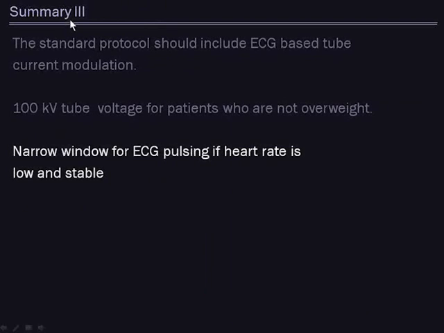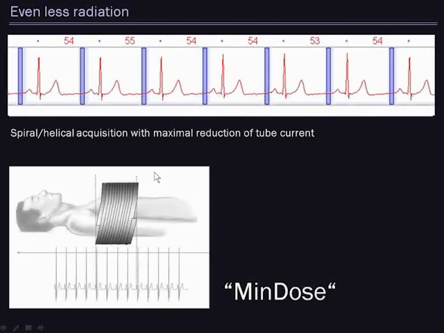So my third summary would be that if you use EKG pulsing, if your technologists are good enough, you can think about adapting the window width of full tube output. And if the heart rate is low, less than 60 beats per minute, and stable, you can use a very narrow window of EKG pulsing, or very narrow full tube current, to further reduce your radiation exposure.